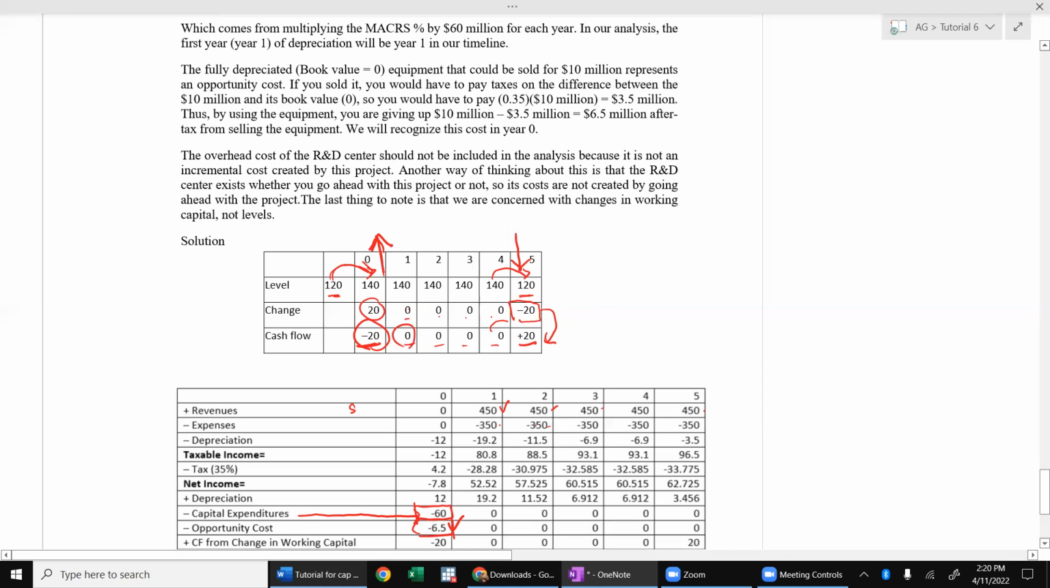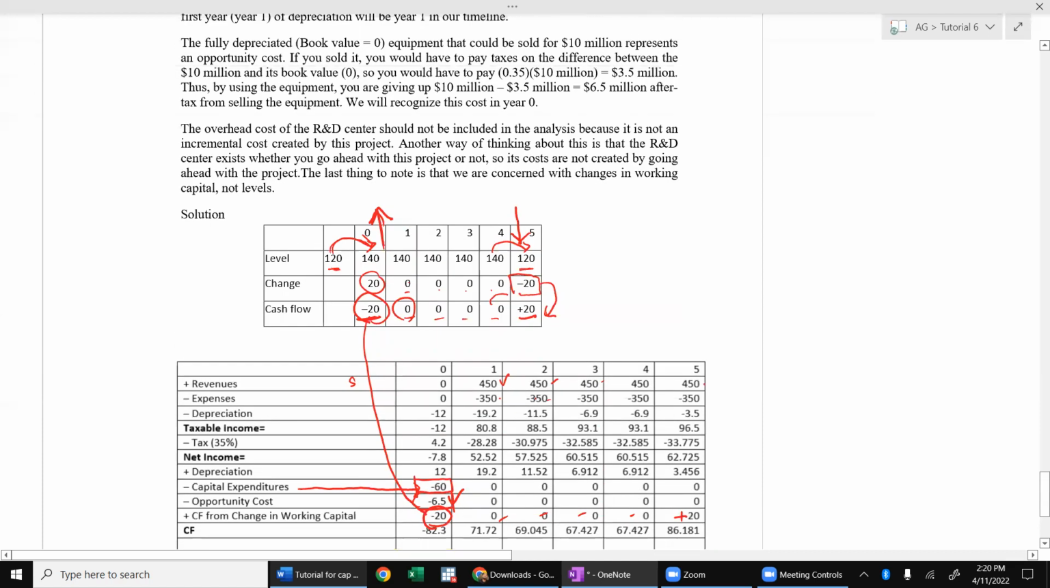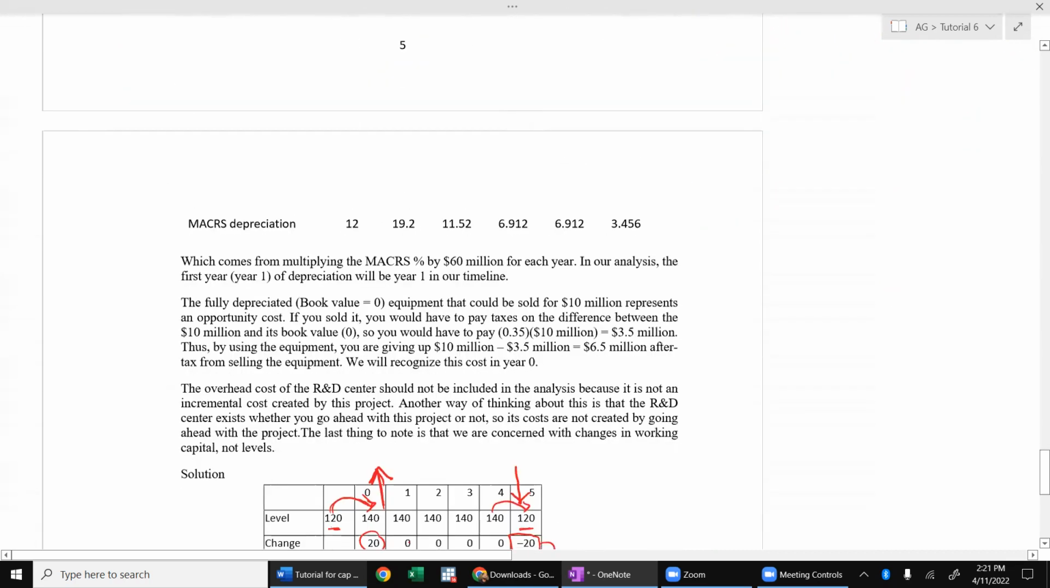So as you can see from the working capital, when you start, how much is the difference? This 20. Then 0, 0, 0, 0. And at the end of the period, it is plus 20. So far, we have also covered the working capital.